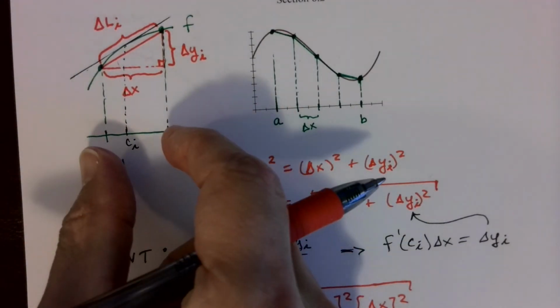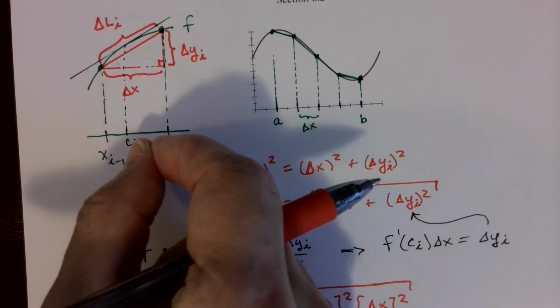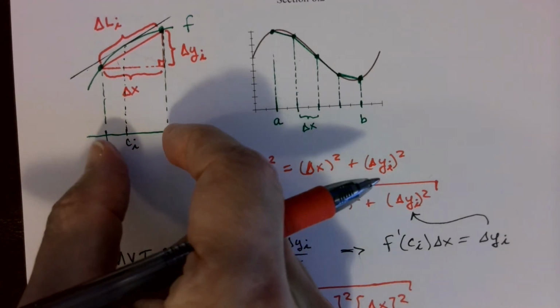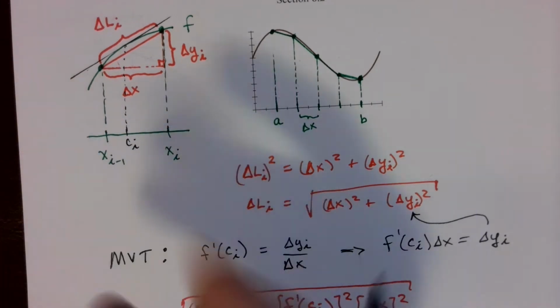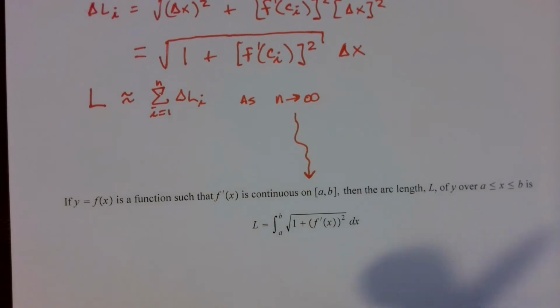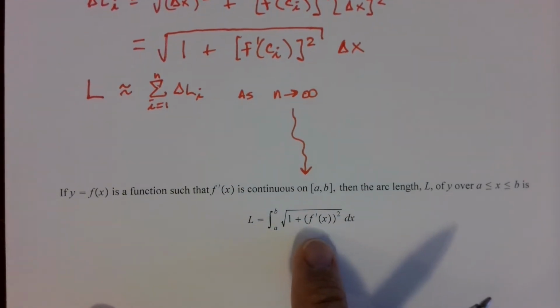Because these subintervals, as n goes to infinity, crunch down together to one point, or approach one point. The delta x is getting smaller and smaller as n gets bigger and bigger. We get more and more subintervals. And the idea then is, in that limit process, we reach the definite integral.